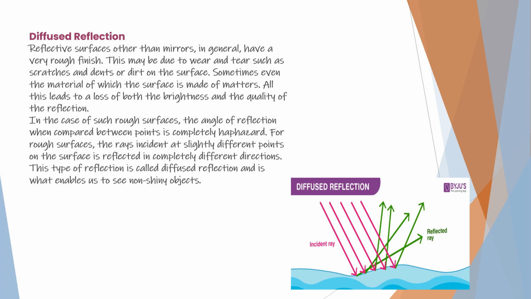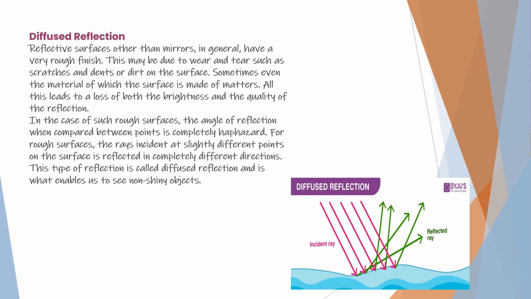Diffuse reflection. Reflective surfaces, other than mirrors in general, have a very rough finish. These may be due to wear and tear, such as scratches and dents or dirt on the surface. Sometimes even the material of which the surface is made matters. All this leads to a loss of both the brightness and the quality of the reflection.